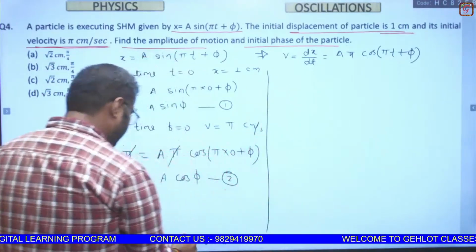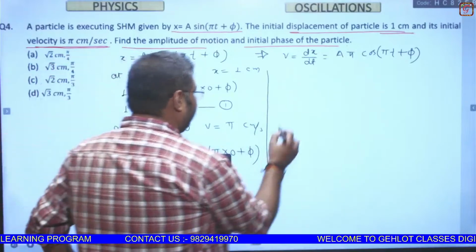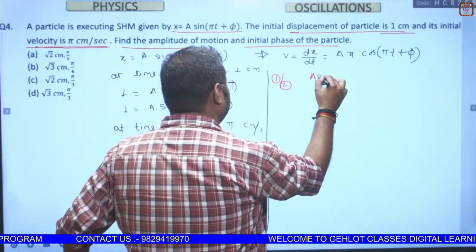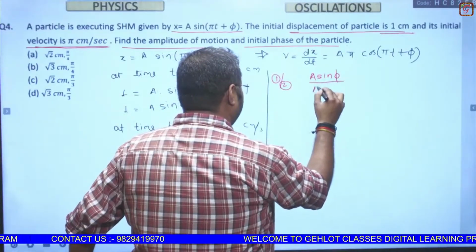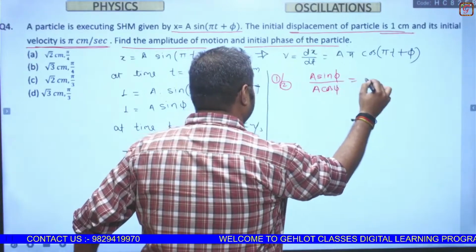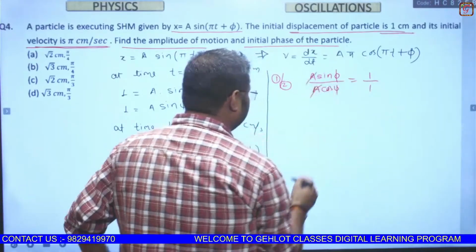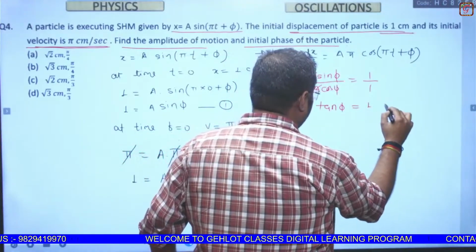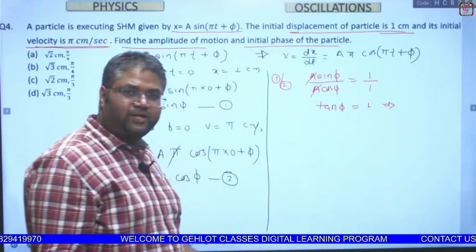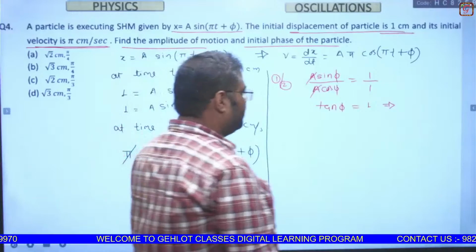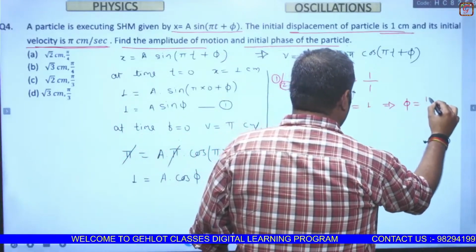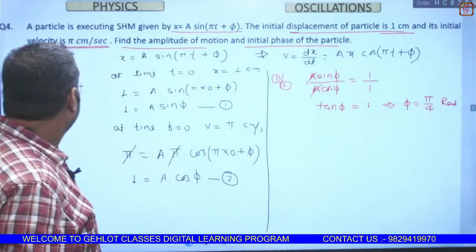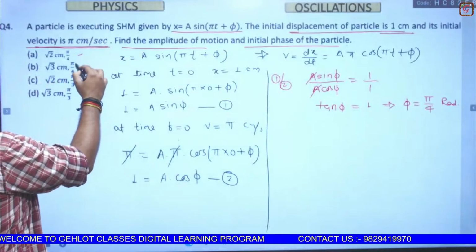Now we will divide 1 by 2. So a sin phi divided by a cos phi is equal to 1 upon 1, and this will cancel out. So this will become tan phi. So tan phi is equal to 1. So the value of tan theta is 1 at an angle of 45 degrees. So phi is equal to pi by 4 radian. See, there are two options, option A and option B.